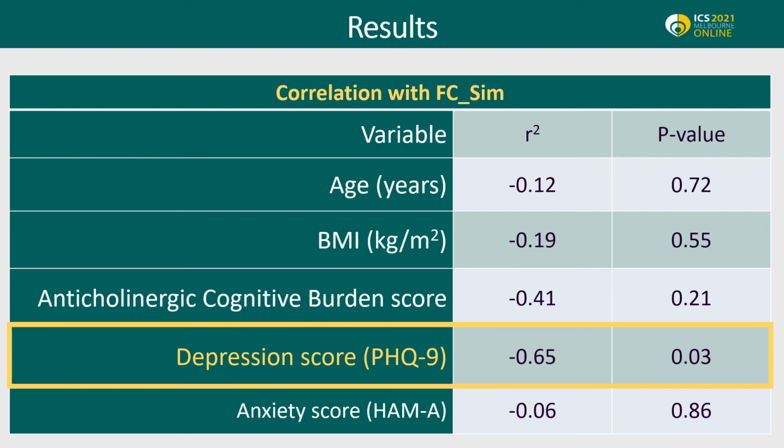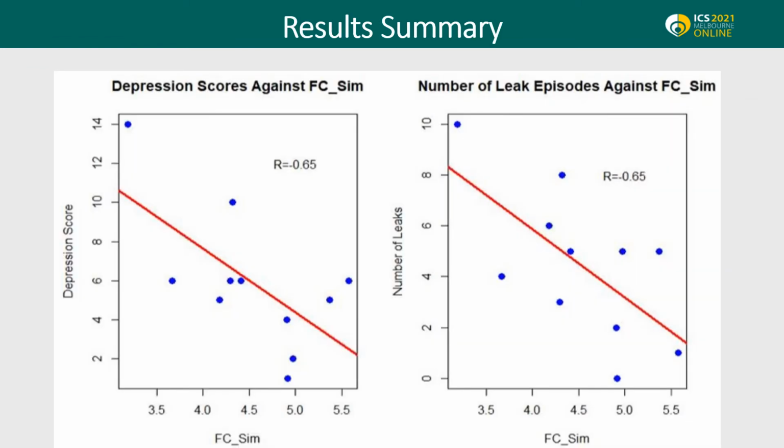Baseline characteristics, other than depression score, did not significantly correlate with FC-SIM. There was an inverse correlation of depression score with FC-SIM that was significant. Here are scatter plots representing the two variables that significantly correlated with FC-SIM, depression scores and number of leakage episodes. As you can see, they both had an inverse relationship, meaning as those scores or number of leaks increased, there was decreased FC-SIM.